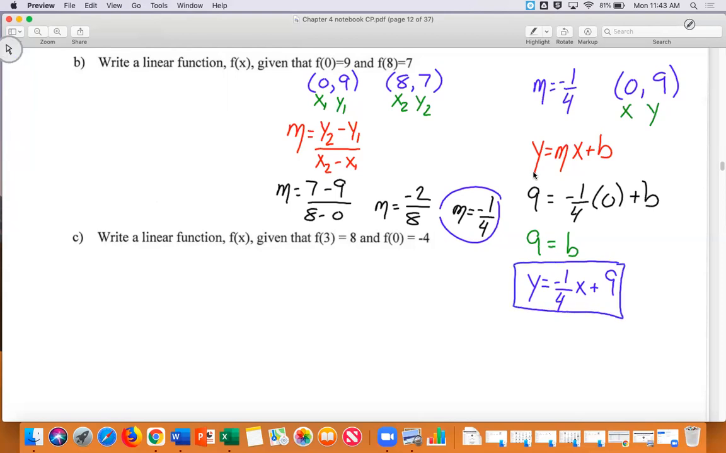All right, I want you guys to try question C on your own. Try it. I'm going to leave up A or B. You guys try that one on your own.